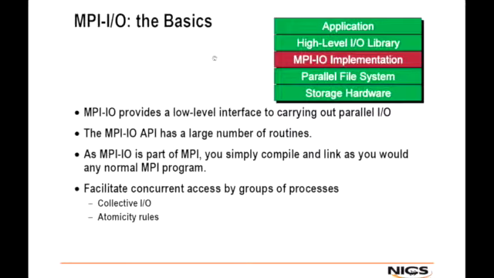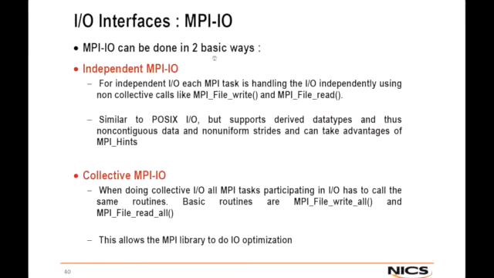I have this wonderful thing called MPIO, which is part of MPI, and you link and compile just like anything else you would do with MPI, except that you have these wonderful atomicity rules and collective I.O. options. What does that mean? Well, MPIO can have each MPI task work independently, just like you have done in the past, each process writing to a file, or several processes working on different parts of one file.